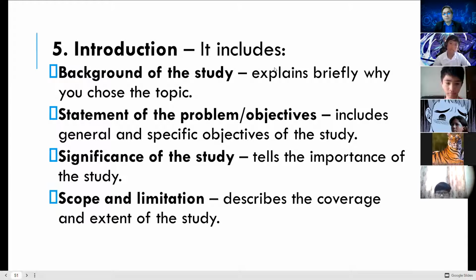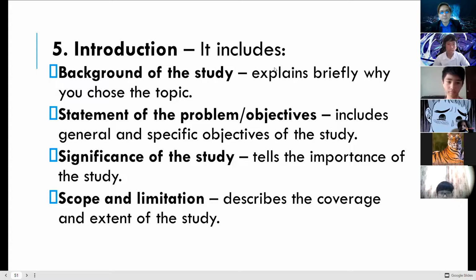The fifth one is the introduction. It includes the background of the study, which is in your rationale, which explains briefly why you chose the topic. In the rationale, you're thinking about why you chose this topic. What's with the topic? What's with the problem? Statement of the problem, which includes the general and specific objectives of the study. In the problem, you can see what the objectives are. Why do you want this topic?